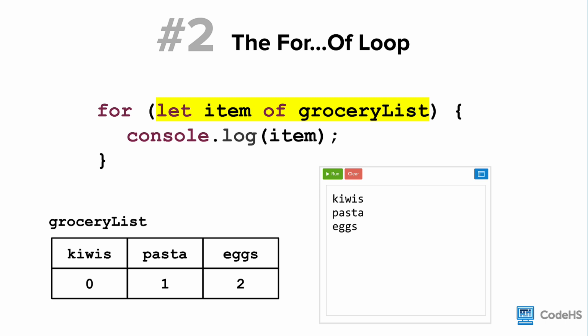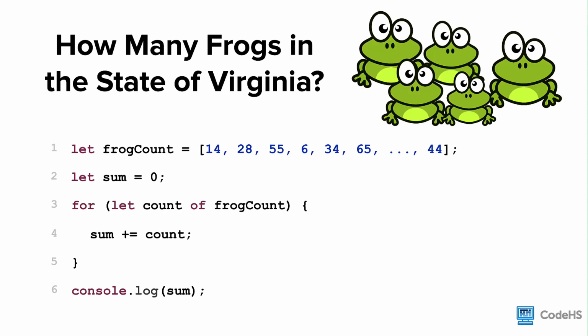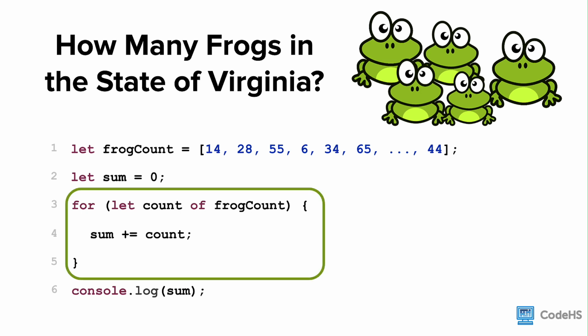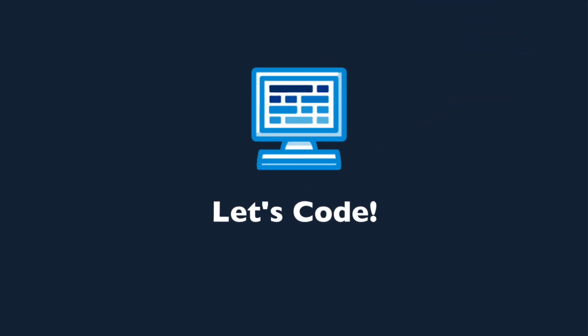For of loops are the easiest option when we are only interested in the values of the elements, not the indexes. Let's take a look at how this looks in our frog example. You can see that the structure of the program is the same. Just the for loop is a little simpler since we don't need to use the array length property or any array indexes. Let's jump into the editor to take a look at a new example.